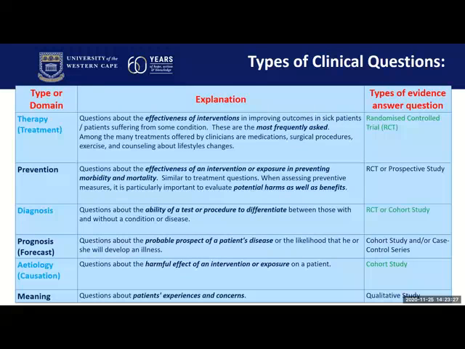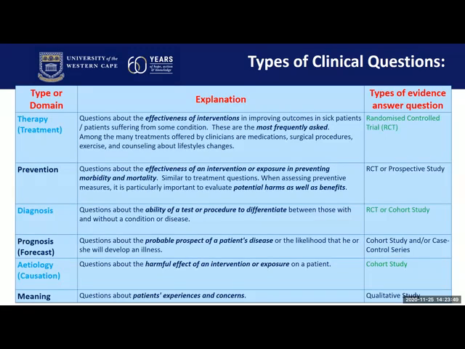Let's start with the therapy kind of questions. It questions about the effectiveness of interventions improving outcomes in patients suffering from particular conditions. These are your most frequently asked questions. It would sort of cover questions like procedures, treatments offered by clinicians, medications, etc.